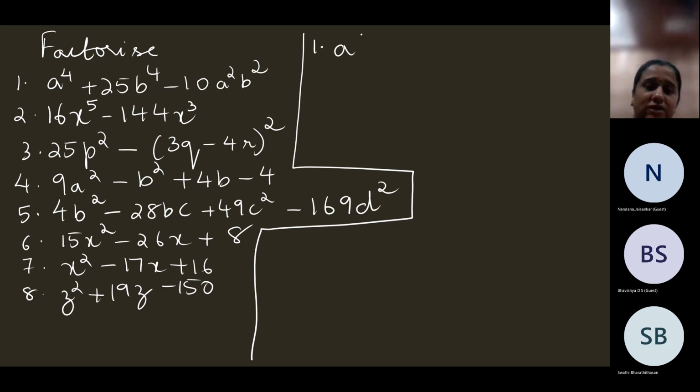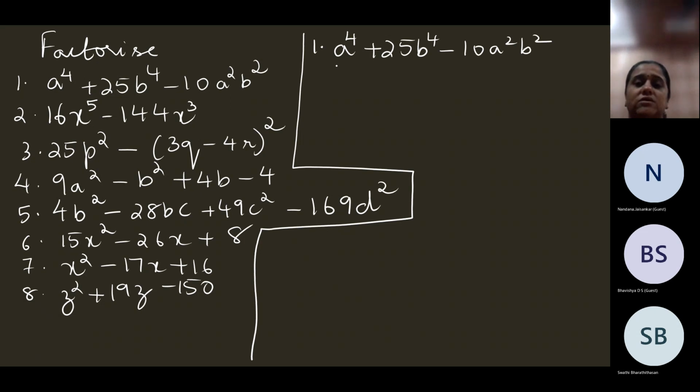The heading is factorize. You're given some expressions, and you will have to find the factors of the expressions given. The first one is a to the power 4 plus 25 b to the power 4 minus 10 a square b square.